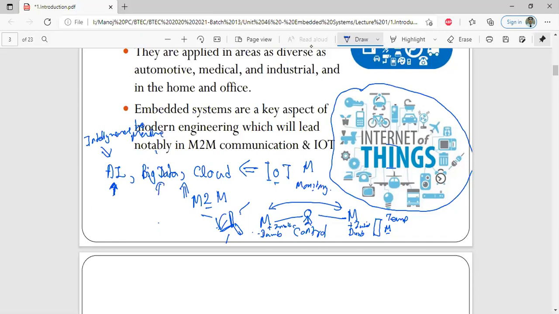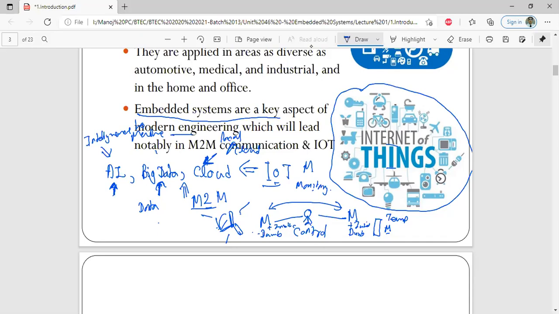And big data means that when we have a lot of devices, they will have a large number of data, right? And the cloud means that our data is not local, actually. They are in the cloud, so anyone, anywhere, can access this data in the cloud, right? These are the major trends, and associated with these things we have IoT, M2M communication, and a lot of other things. Therefore, embedded systems are a key area, right?